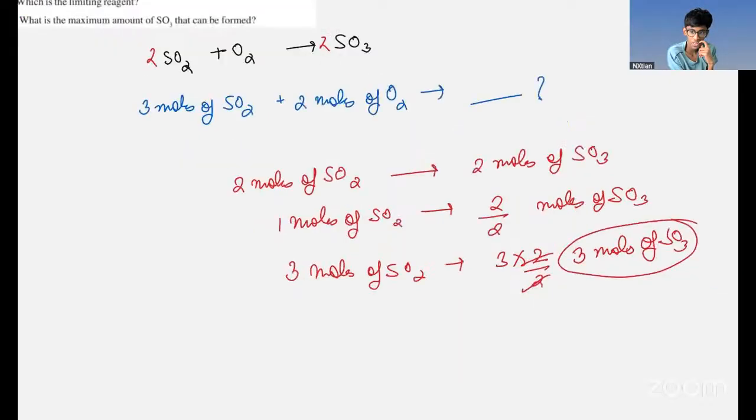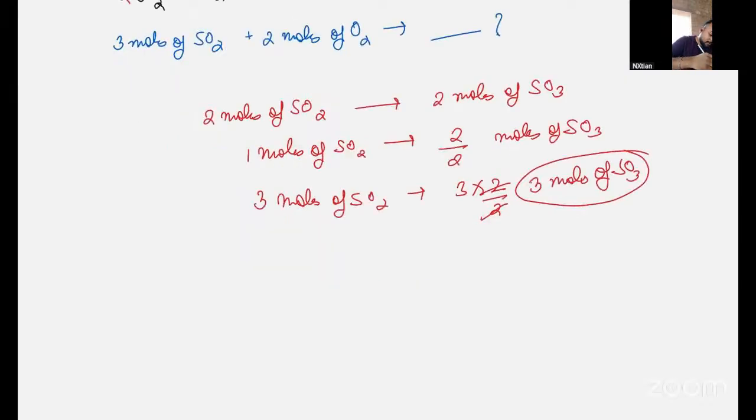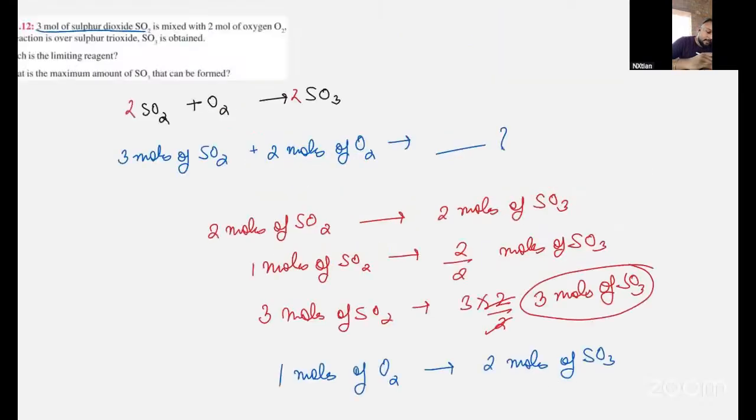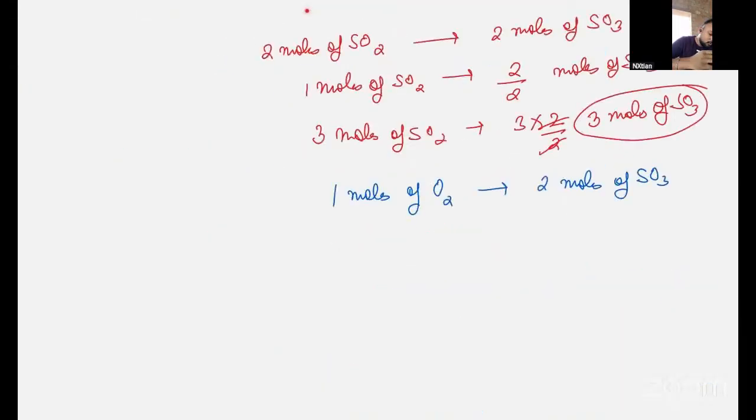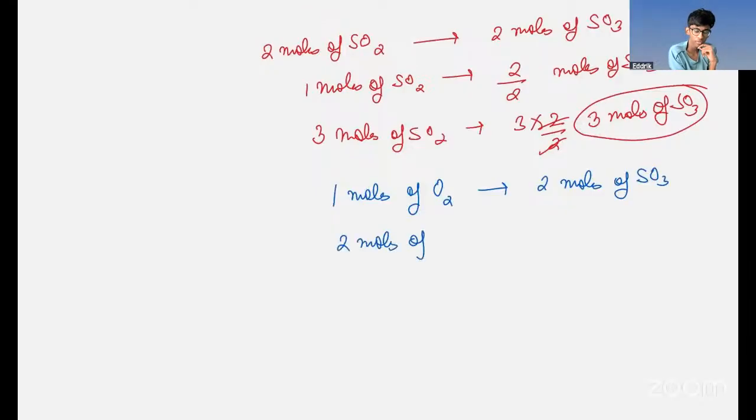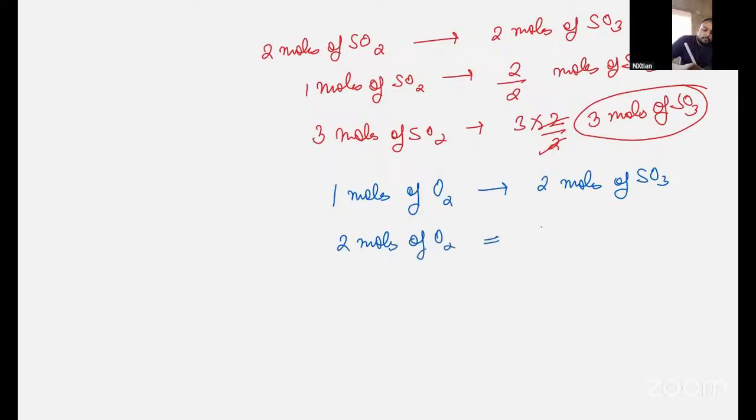Now, if I talk about the oxygen, 1 mole of O2 gives how much moles of SO3? 2 moles of SO3. Did you understand? And in the question, 2 moles of oxygen is reacting. So 2 moles will give how much? 2 moles will give 4 moles of SO3.